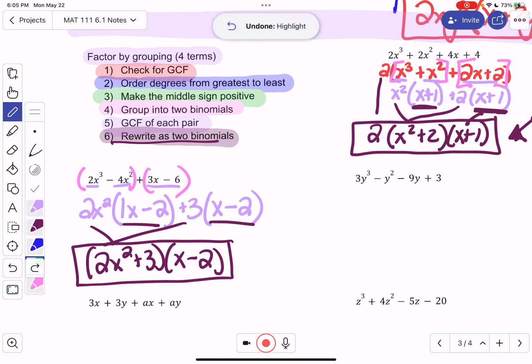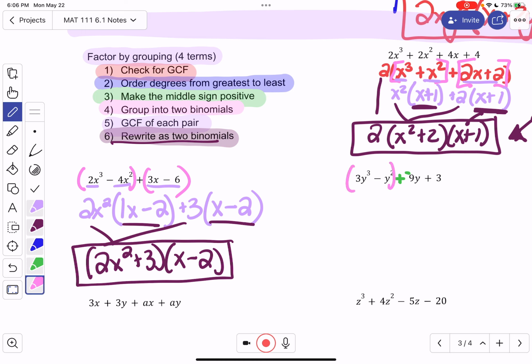Now we make the middle term positive. So I'm going to take this and make it plus negative 9. Now, technically, that's the same thing, but by writing that, it signals to your brain you have to pull out a negative factor. I'll show you what I mean when I get there.